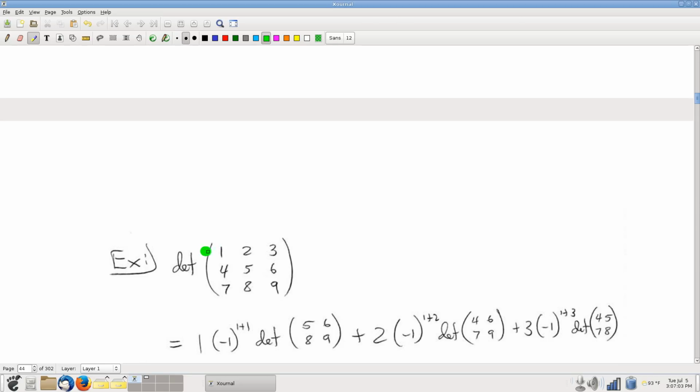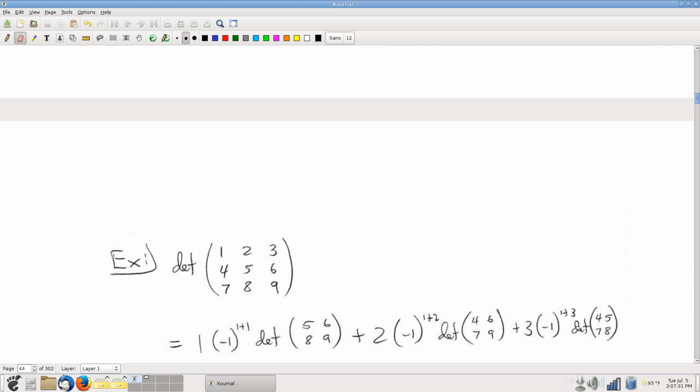Okay, all right, here's a 3x3 example. Now, going across the top row, notice we have the corresponding entries. Notice we have a certain number of minus ones. When J equals 1, it's 1 plus 1. When J equals 2, it's 1 plus 2. When J equals 3, it's 1 plus 3.